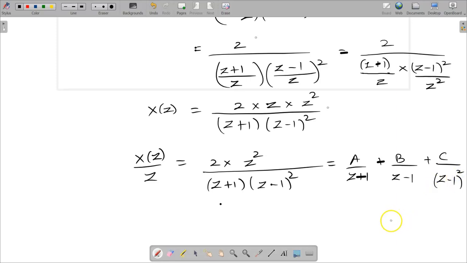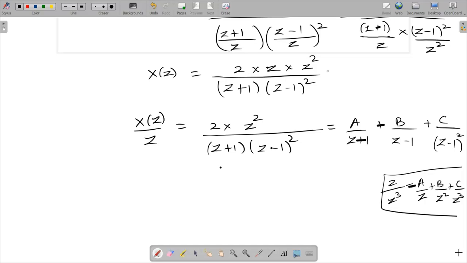For example, if we have the terms like 2 by Z cube, so we have to take it as A by Z, B by Z square. We have to increase the power and write the next term, and then C by Z cube. So like this we have to split. So using that we can write Z minus 1 the whole square as B by Z minus 1 and then plus C by Z minus 1 the whole square.